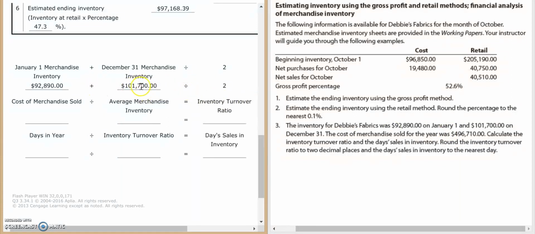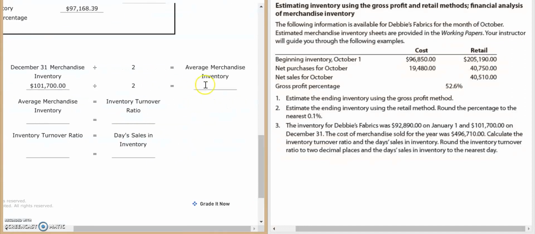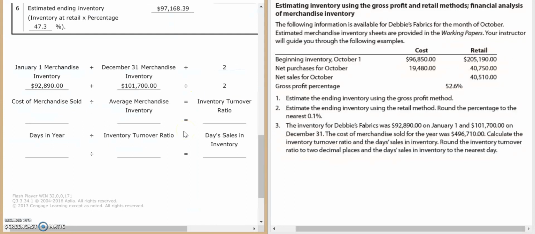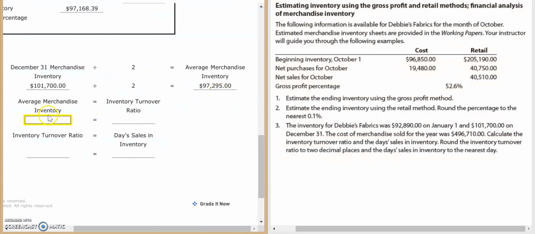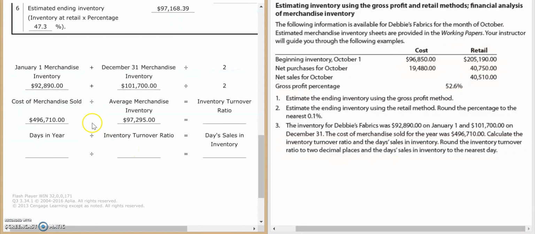And so we're going to add those two together and divide that by 2 to get our average. When we do that calculation correctly, it gives us an average merchandise inventory of $97,295. Then we take our cost of merchandise sold, which they give to us as $496,710, and we divide that by our average merchandise inventory, which was the $97,295 we just found. That calculation is going to yield our inventory turnover ratio.